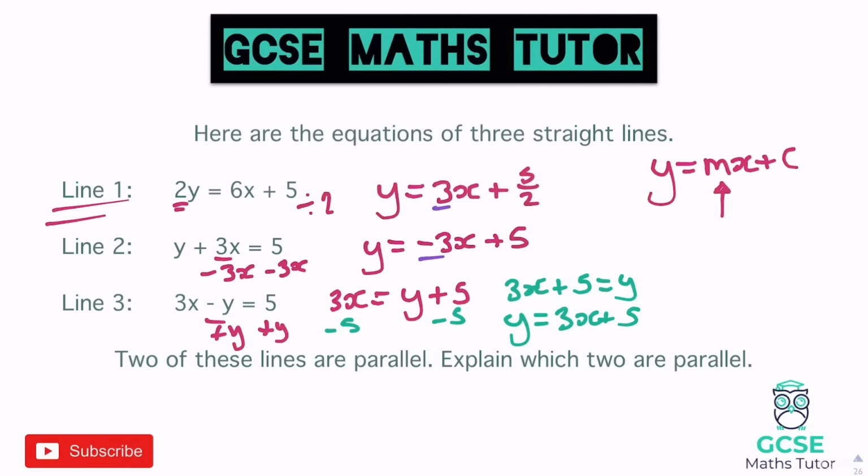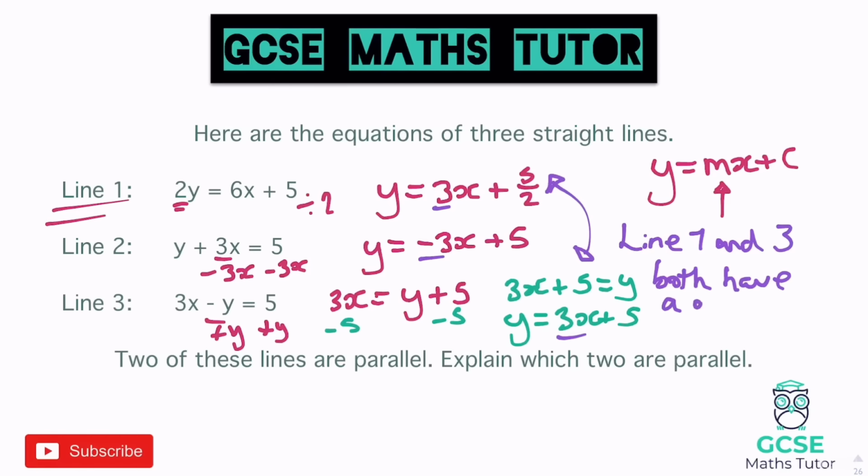And again this one has a gradient of 3. So the top equation and the bottom equation both have a gradient of 3. So explaining which two are parallel, we would say line 1 and 3, as they both have a gradient of 3. And there we go, both have a gradient of 3. And that's that one finished.